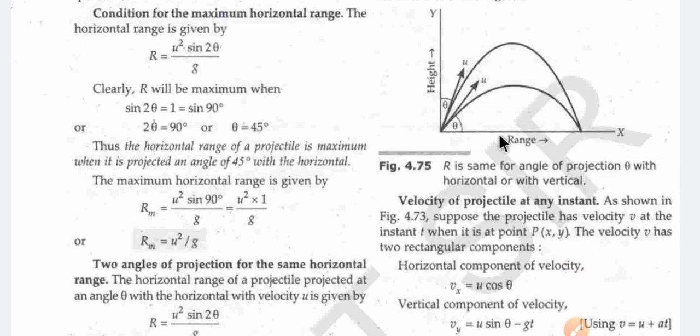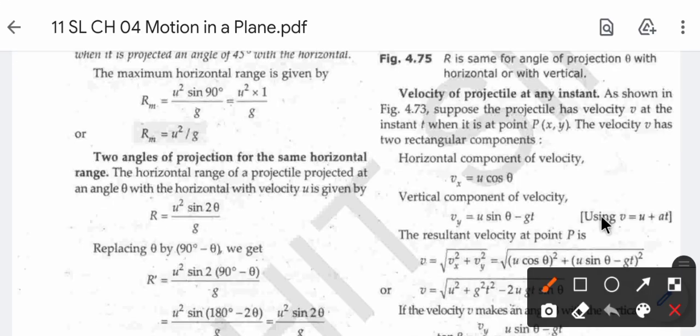So from this graph, we see that the range R is the same for angle of projection theta with the horizontal or with the vertical. This is theta with the horizontal, and this is the range, and this is theta with the vertical, and the range is also the same. Now we will find the velocity of projectile at any instant.